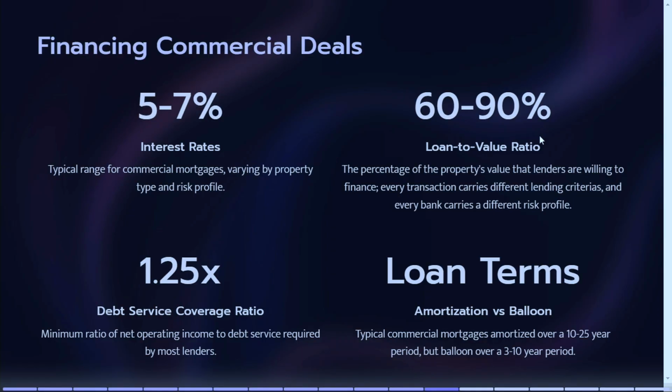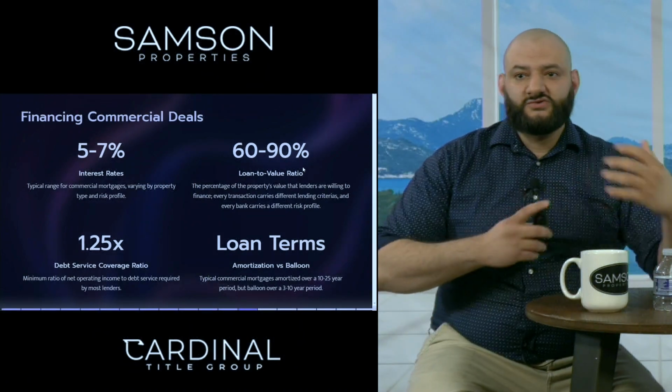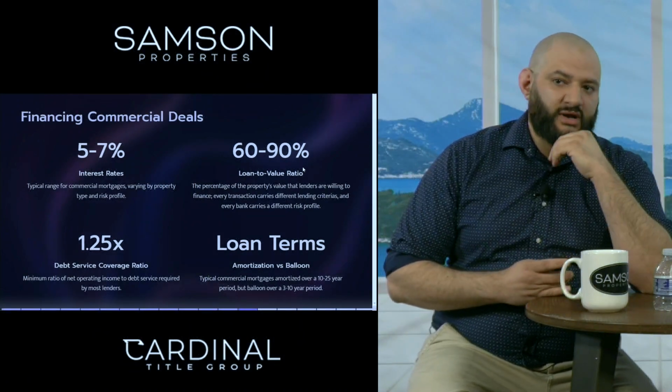And then your debt service coverage ratio is also a very important figure. So it says it right there: the minimum ratio of net operating income to the debt service required by most lenders. What is my return compared to how much my debt servicing is? They want to see 1.25 times more income than what they're servicing on the debt. So again, very important to keep these in mind when you're running these scenarios with your clients. You have to keep this top of mind.